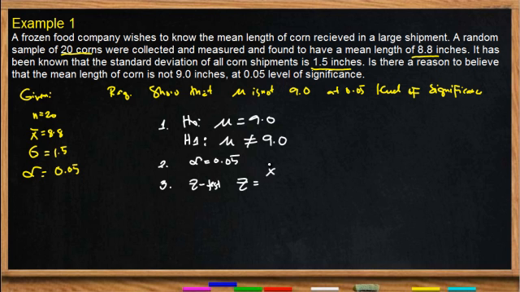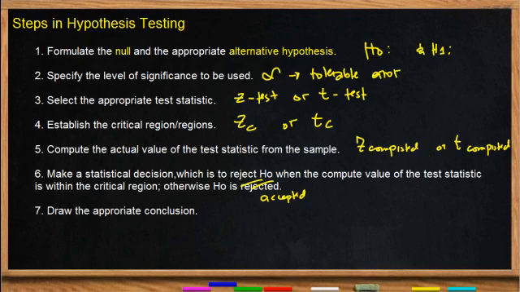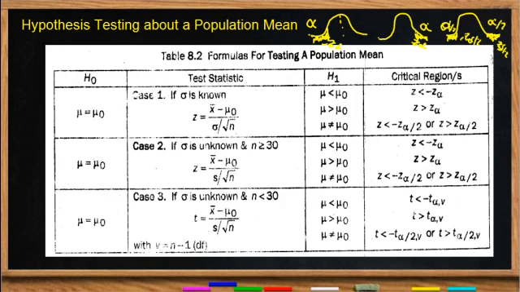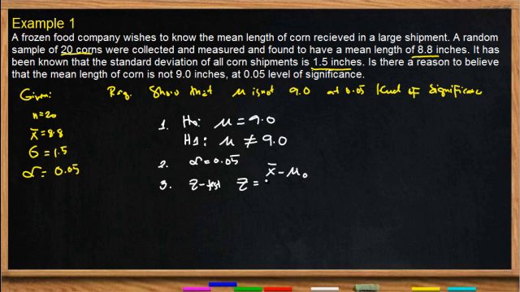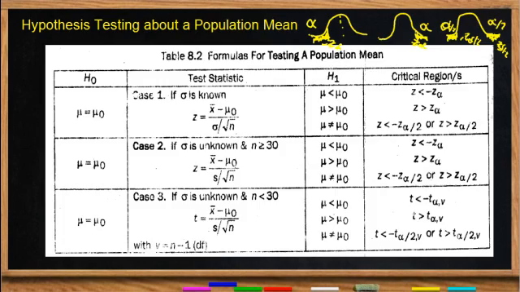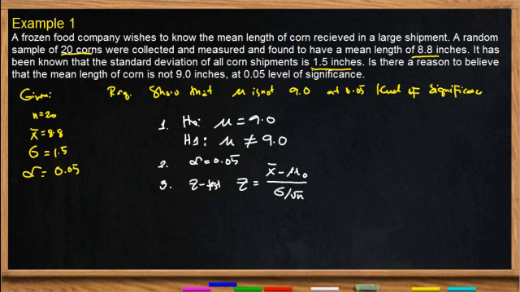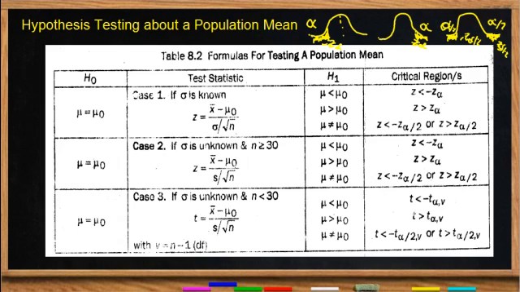This is x bar minus mu o over sigma, so x bar minus mu o over sigma over square root of n. Tama ba? Tama. So mao na ang formula. So z is equal to x bar minus mu o over sigma over square root of n. Then number 4, establish the critical region.